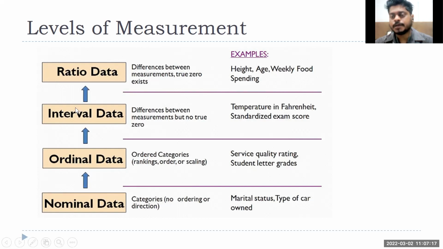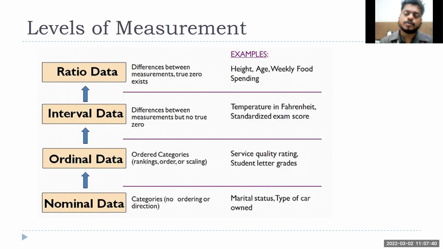The interval data: when I put you into a sequence, can I measure the difference between two groups? Can I measure the difference between two participants? If I ask what is your CGPA, and I get 8, 8.1, 8.5, now I can measure the difference. So that becomes the interval data.